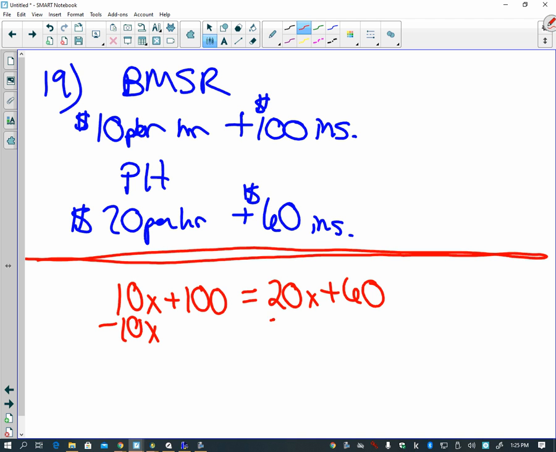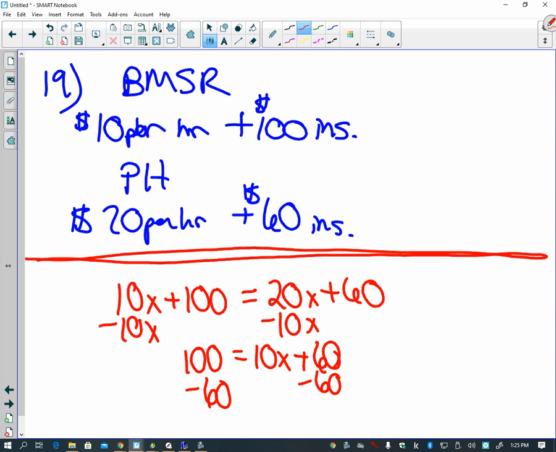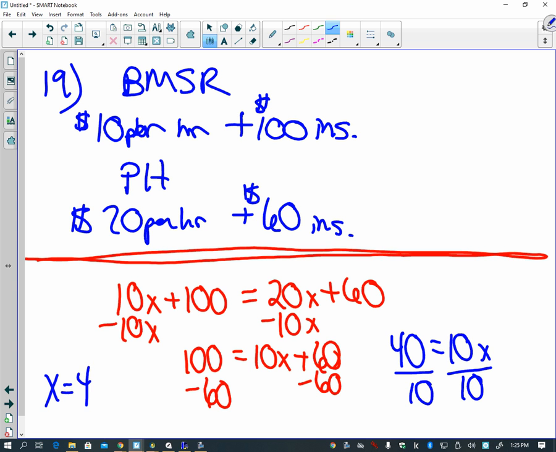Now what? Subtract 10x from both sides. Okay, so I got 100 equals 10x plus 60. Subtract 60 from both sides. What does that equal? 40 equals 10x. Divide by 10. So x equals 4. Is this per hours? Yeah, so this is hours. X equals 4 hours. That's your last question.